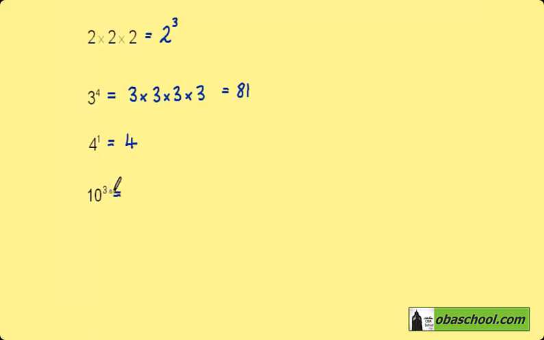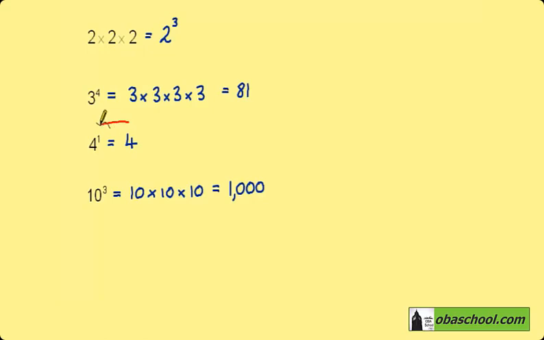And 10 to the power 3, or 10 cubed as it's called, is 10 times 10 times 10, with 3 10's in a row, and calculating this gives us 1000.